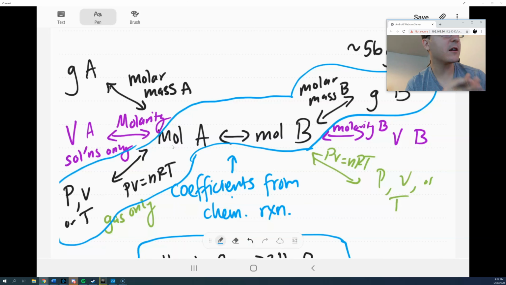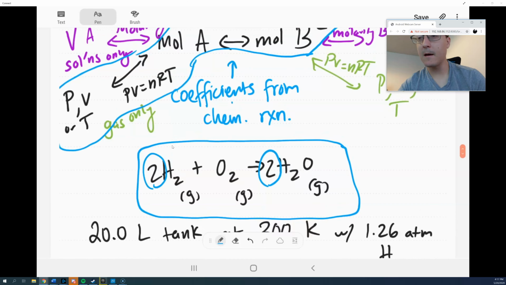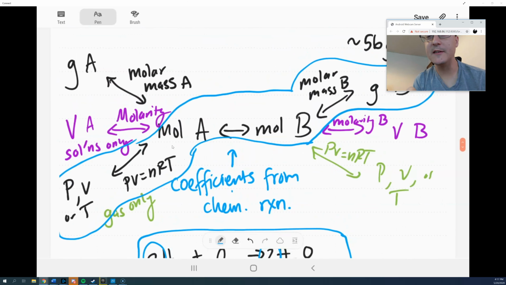So we've gone from our gas. Yeah, the 2 moles H2 is from our chemical equation. So the 2 here, this 2 that I've just circled is that 2 in our conversion formula, as well as this one. Okay, so this is the route we've gone this time. We went from PV and T to moles of hydrogen in this case. We went from moles of hydrogen to moles of water, and then from moles of water to grams of water.